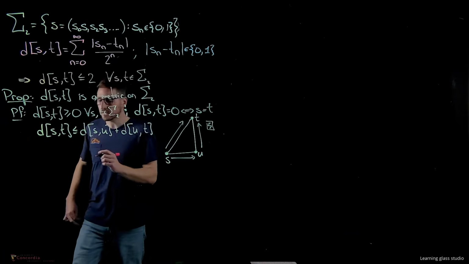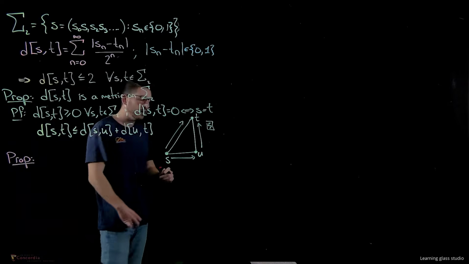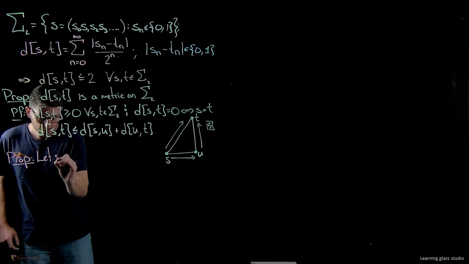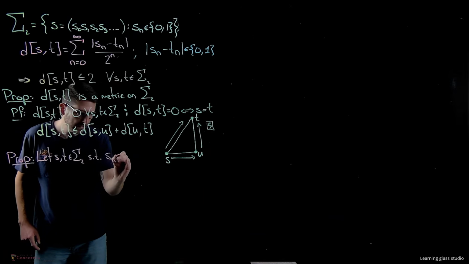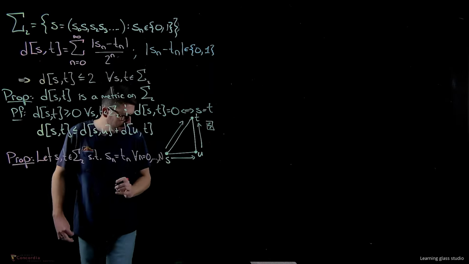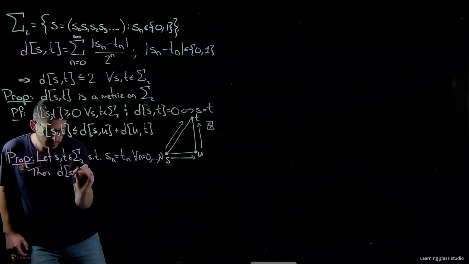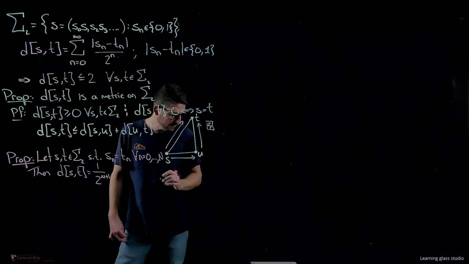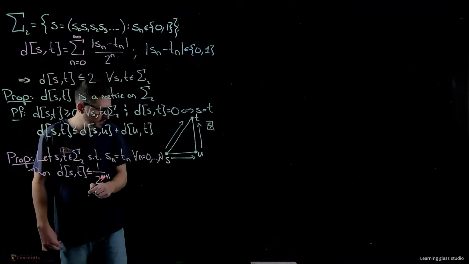In fact, something that's going to be very important for us going forward is we want to classify when two elements in this space are very close together. So let's take two sequences from the space such that s_n is equal to t_n for all n equal to 0 to, let's say, capital N, okay? Then the distance between these two objects is less than or equal to 1 over 2 to the capital N plus 1, okay? So at most, this thing could be a very small number.